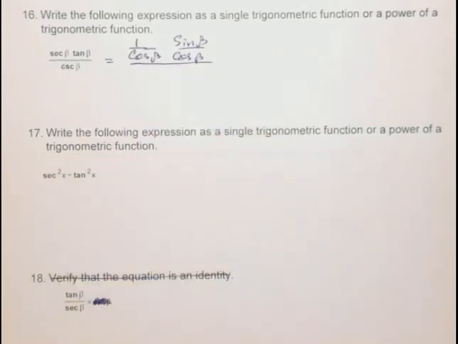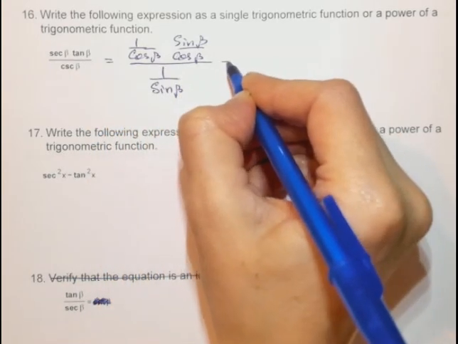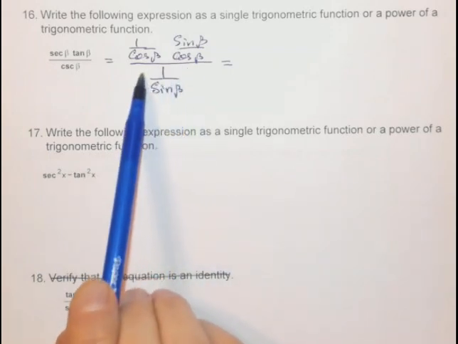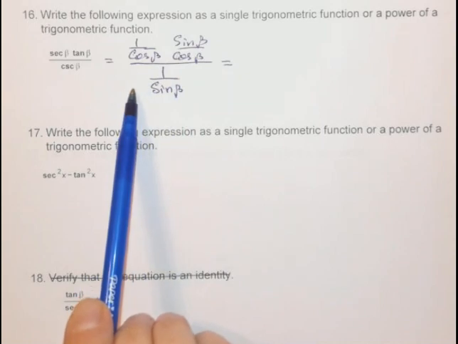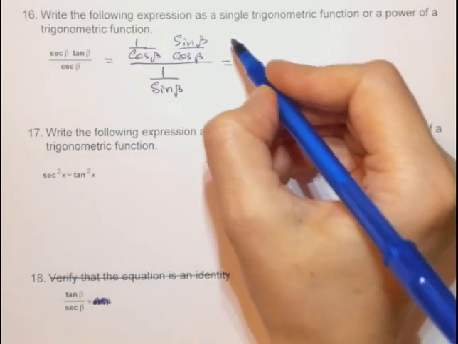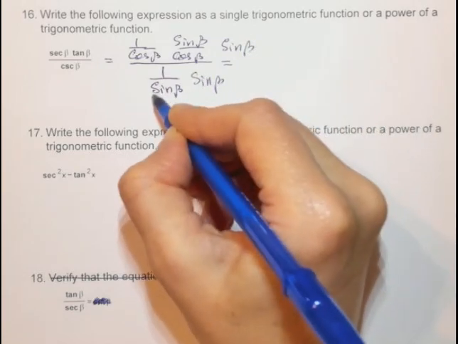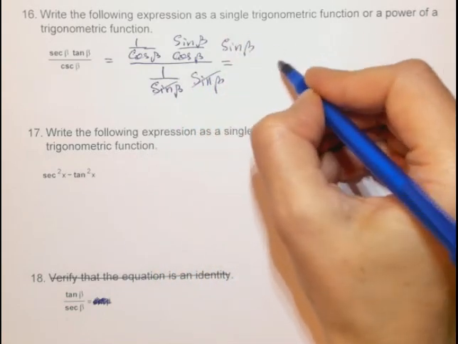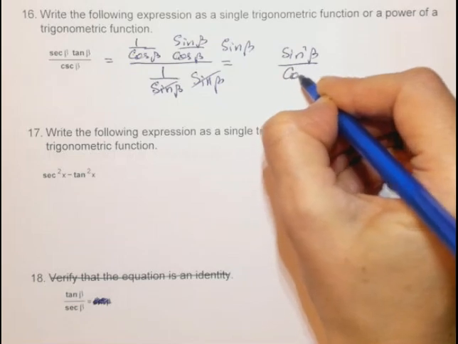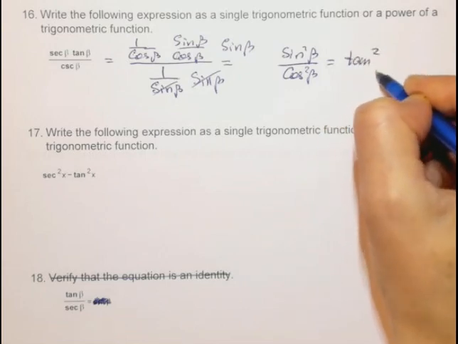And in the denominator, we have cosecant. Cosecant is the reciprocal of sine, sine beta. Now let us see what we can do here. We can multiply by sine beta to remove this denominator. We multiply numerator by sine beta and denominator by sine beta. They'll be canceled. And then we have the numerator transformed to sine squared beta divided by cosine squared beta. Sine over cosine is tangent, so we got tangent squared beta.